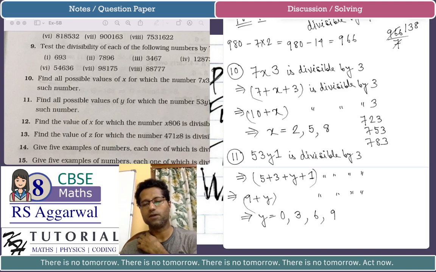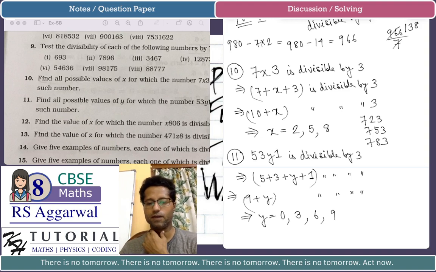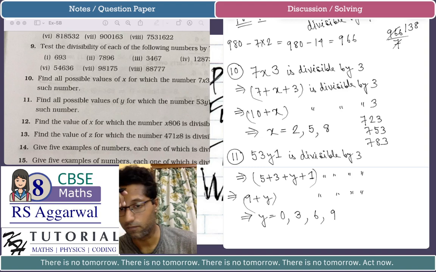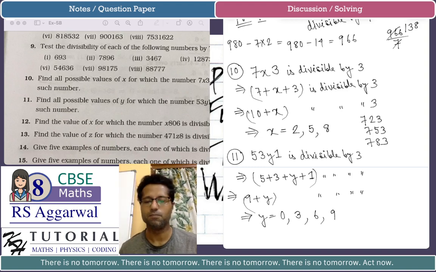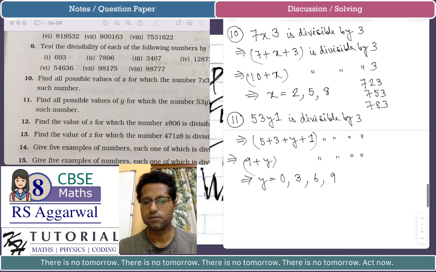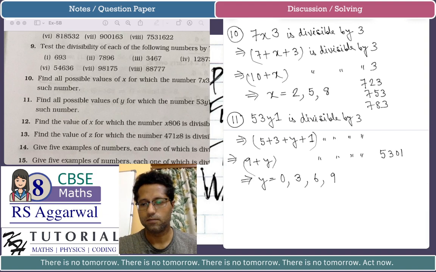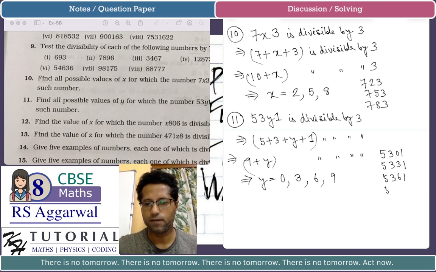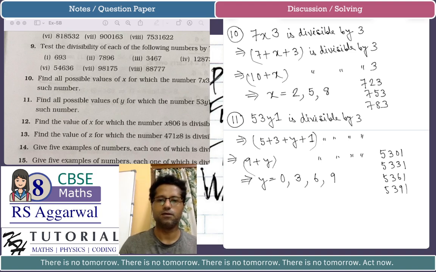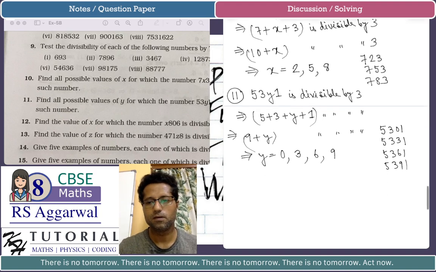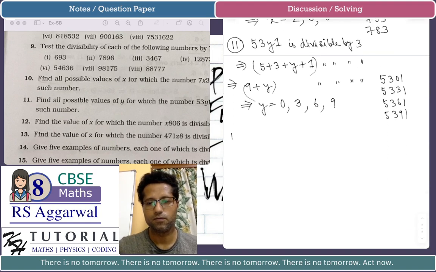So these are the possible values of y which will make 9 plus y divisible by 3, or these are the values of y which will make the 4-digit number 53y1 divisible by 3, and hence the numbers are 5301, 5331, 5361, 5391. These are the numbers. Okay. Let's solve problem number 12.